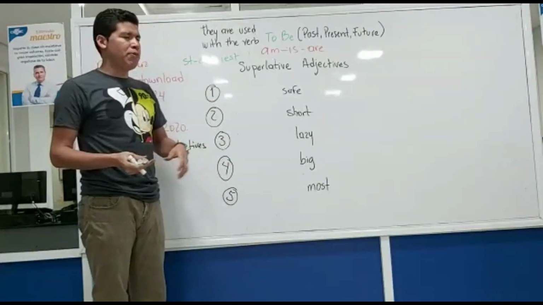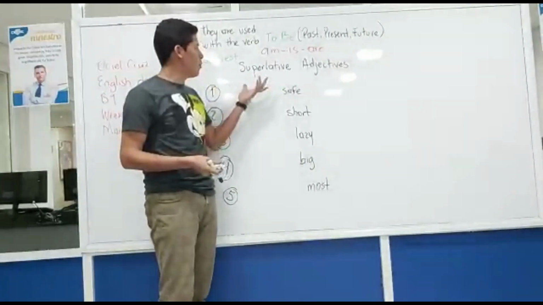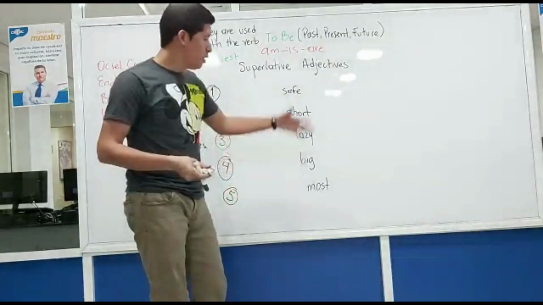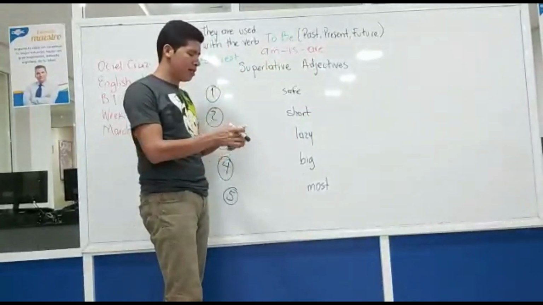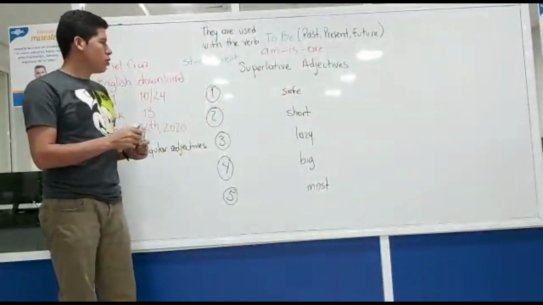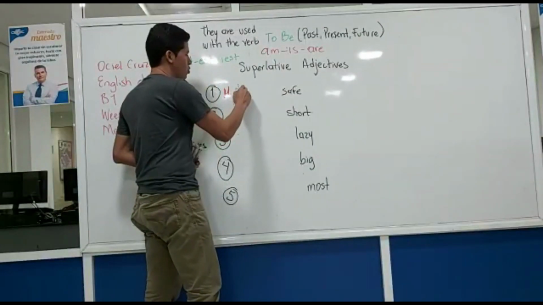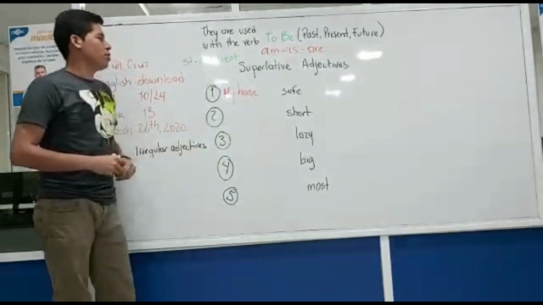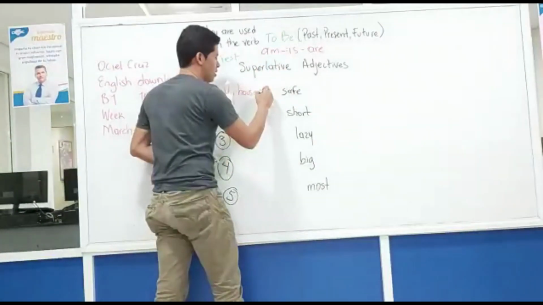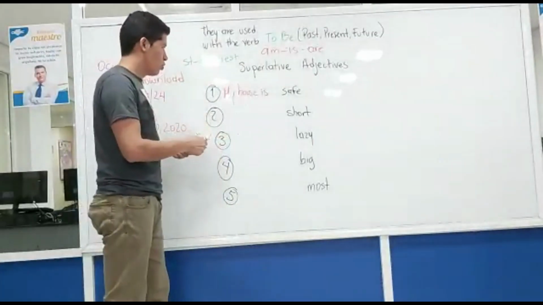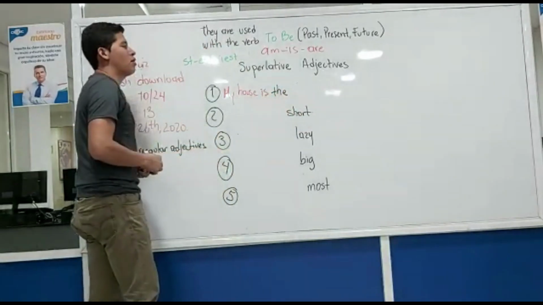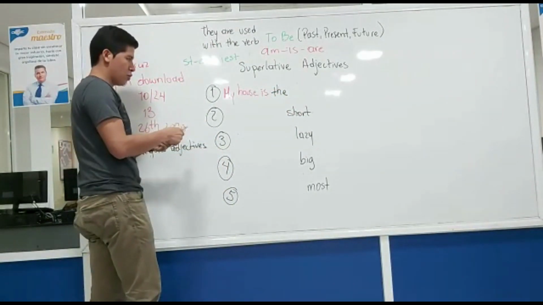Okay, so before, I used the topic of the comparative adjectives, say short, lazy, big, most. But let's use once again the same adjectives in this form. Okay, safe. I use my house. The superlative word is used with the verb to be, is, and I need to use the article "the" in this way. It's important to use. My house is the safest house.